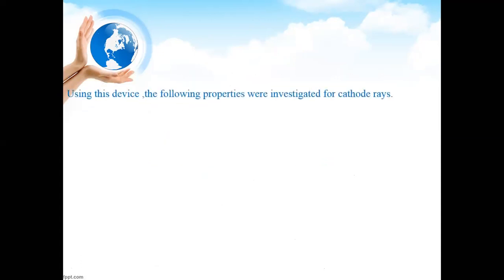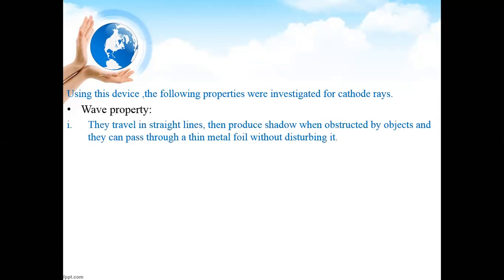Let's continue. When we use this device, we are going to have some properties. The first one is the wave property that we are going to observe. What does wave property mean? You are not going to be able to identify the cathode rays if you observe the wave properties. You're not going to be able to see them. They are very fast. They can pass through thin metal easily without disturbing it. That means they're not easily detectable.